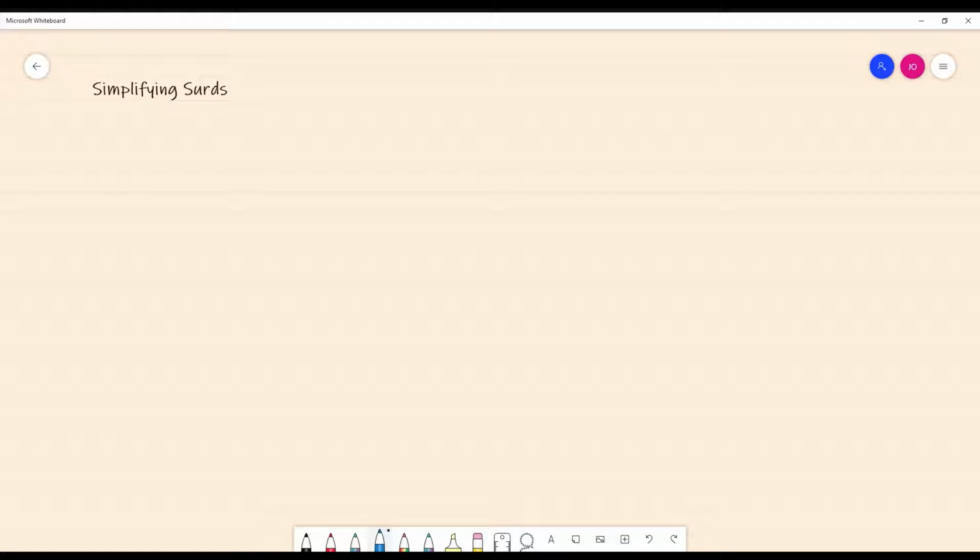In this session, we are looking at simplifying surds. So just a reminder, surds are numbers left in square root form that are used when detailed accuracy is required in a calculation. They are numbers which when written in decimal form would go on and on.